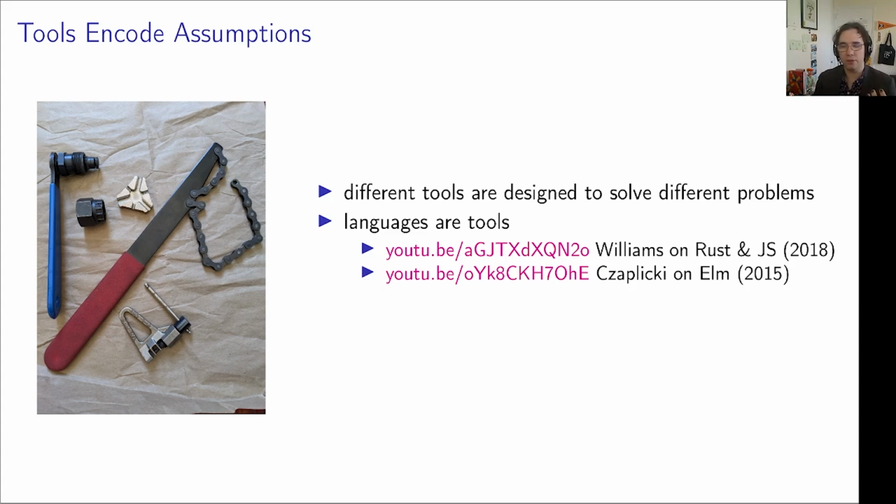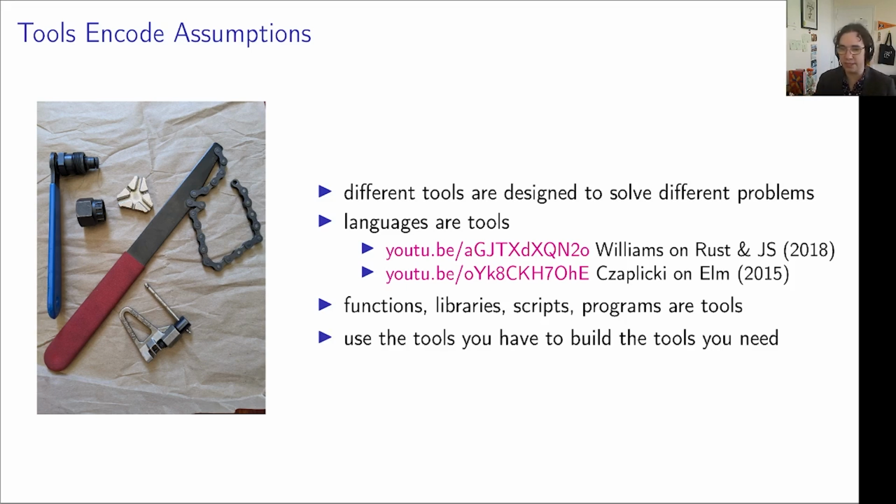In programming, the first tool that we work with is actually the language we work in. That may not be obvious on its face, but as soon as you hear it, it does seem obvious. I recommend you watch these two talks, one by Ashley Williams and the other by Evan Czaplicki, talking about Rust, JavaScript, and async, and Elm respectively, which really push on the idea that a language is a tool, and that tool has goals and things it was designed to do, and you should use the language for problems that it is well fit for. Similarly, functions, libraries, and scripts are also tools, and our job as developers is to use these tools to build the next tool that is even better suited for what we need.